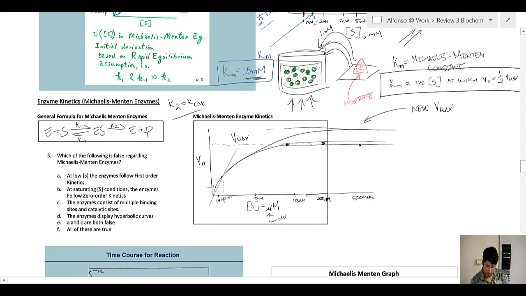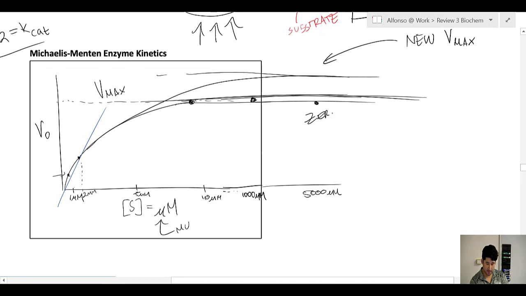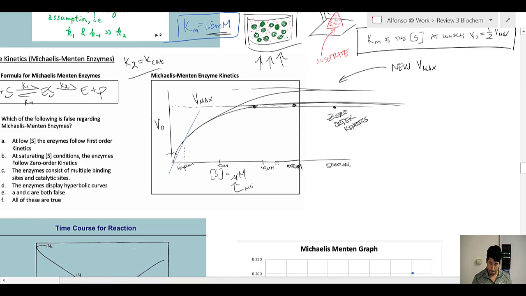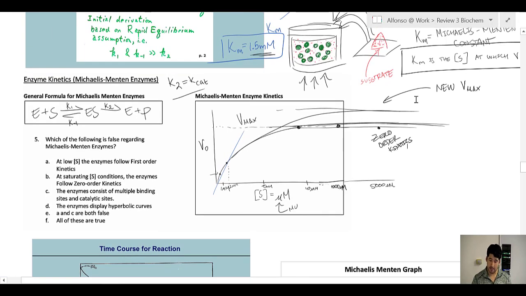Okay, so I went off on a tangent. What I was trying to get at over here was that as you increase the amount of substrate concentration, it doesn't matter. It follows zero order kinetics. That's what I was trying to say. Zero order kinetics. And the reason why increasing the amount of substrate doesn't matter is because it's not increasing the velocity. So that's zero order kinetics. But you could increase the Vmax if you increase the amount of enzyme.